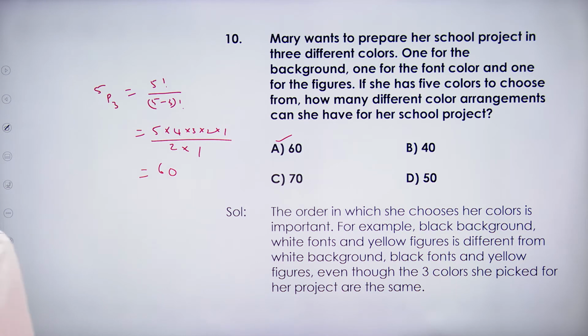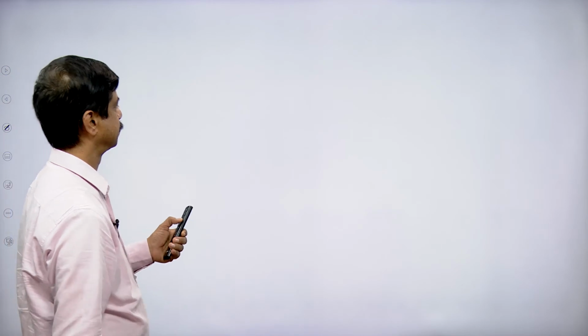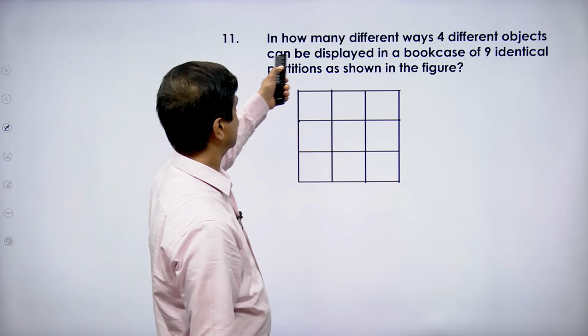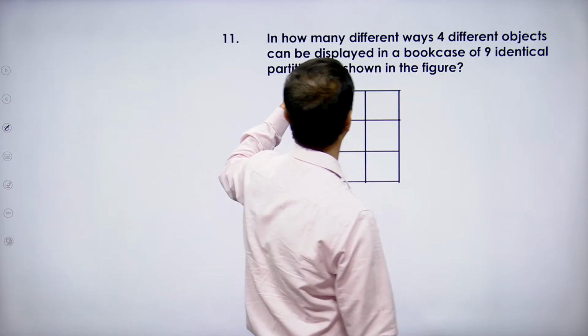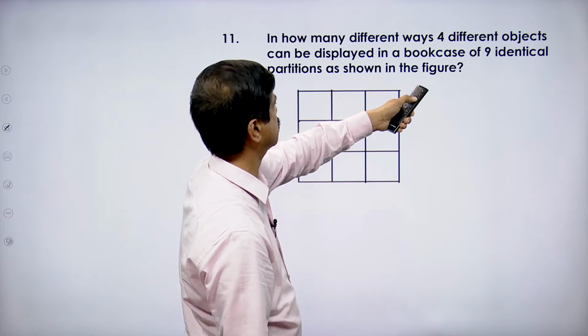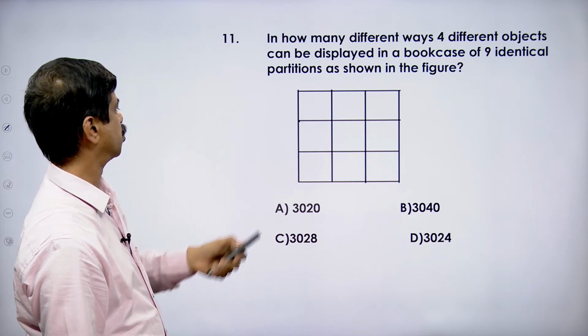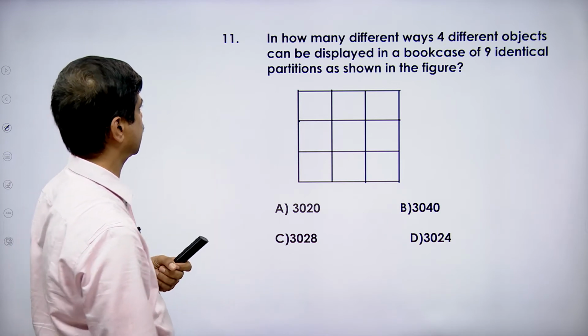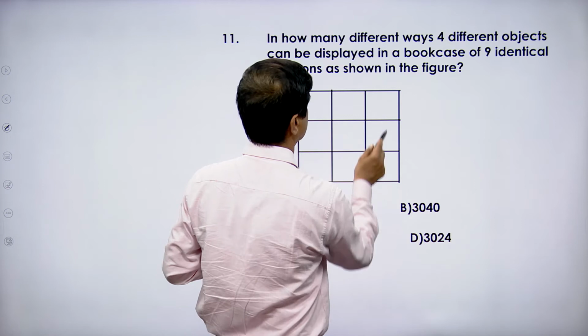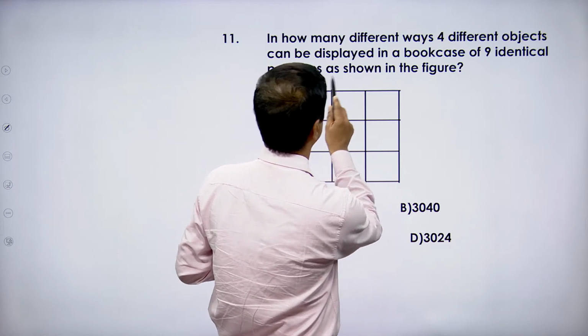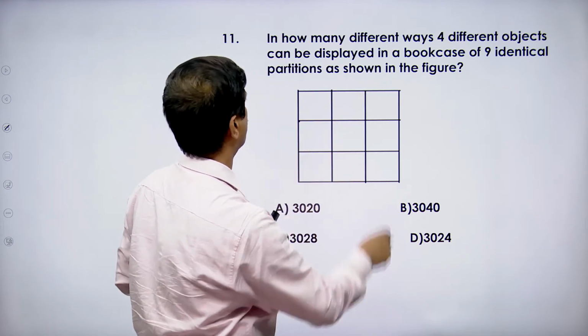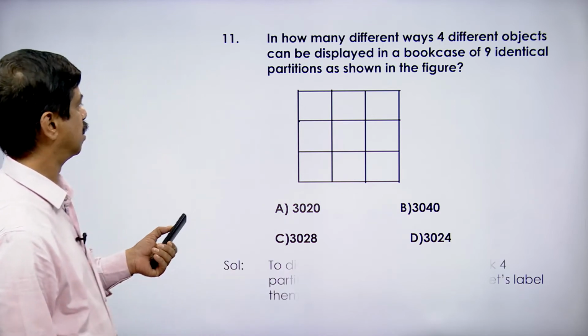Okay, children, so let us go to the next question. In how many different ways can 4 different objects be displayed in a bookcase of 9 identical partitions as shown in the figure? So look at that. There are 9 identical boxes. In how many different ways can 4 different objects be displayed in that?